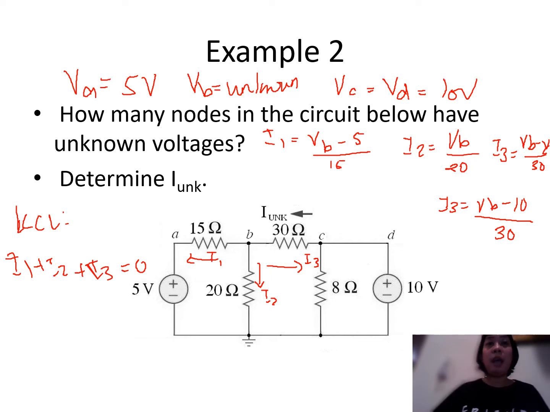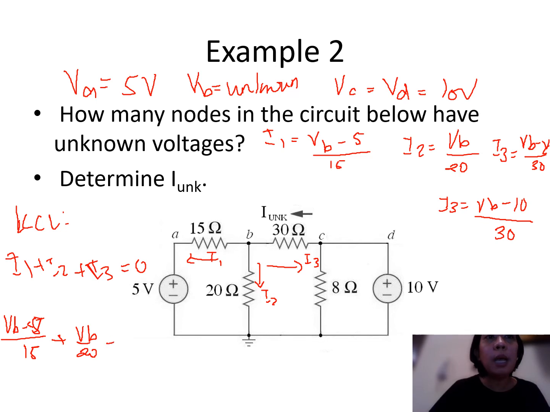Okay, so rewriting our current equations, we have here VB minus 5 all over 15 plus VB all over 20 plus VB minus 10 all over 30 is equal to 0. So we only have here one equation with one unknown, and that is our VB.